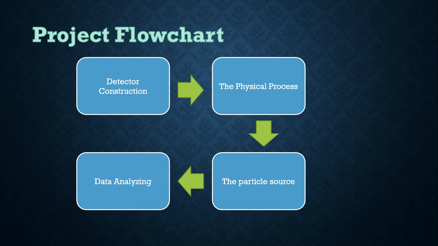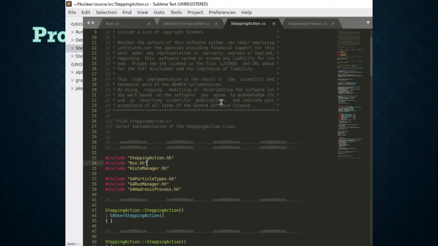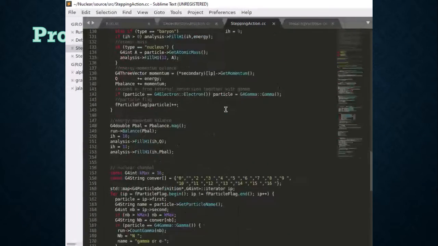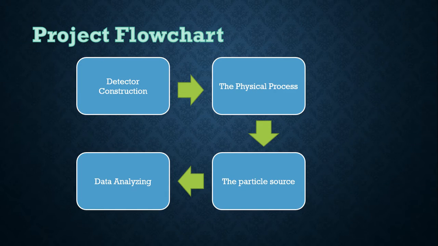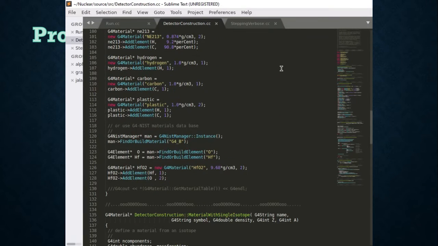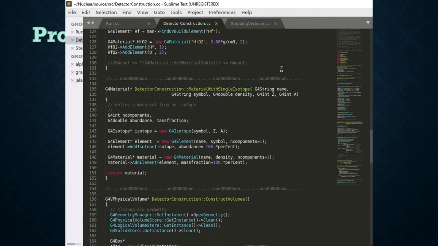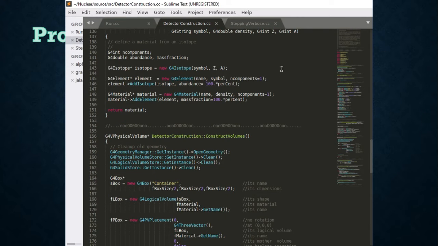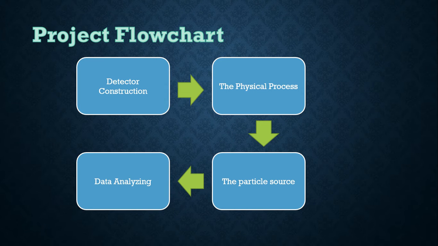Second is the physics process. The process of particle collision, electromagnetic events, the energy of the bombarded particle and the type of the bombarded particle need to be constructed in this code. Third is the particle source. This part is important to determine which type of particle will be taken into consideration for the collision process. The default type of particle must be considered and set as a default in the program.